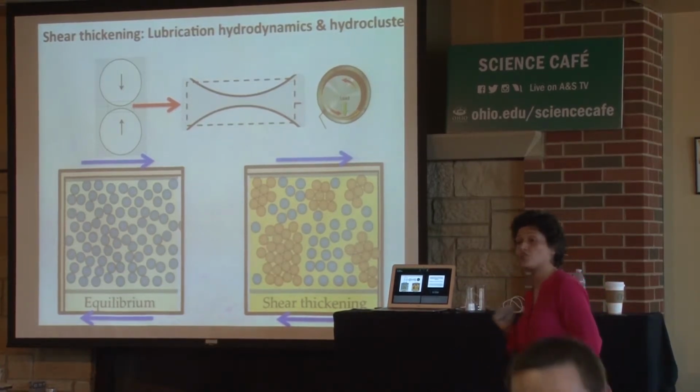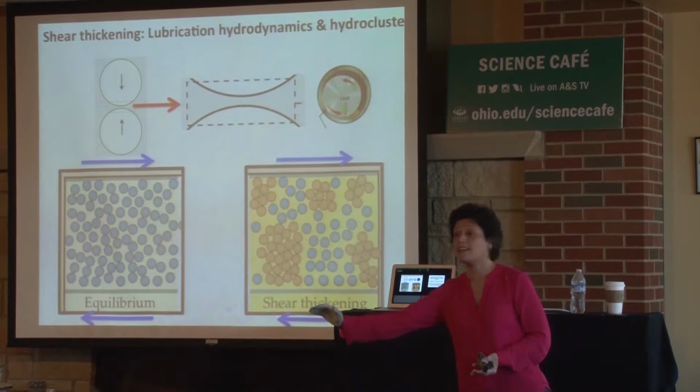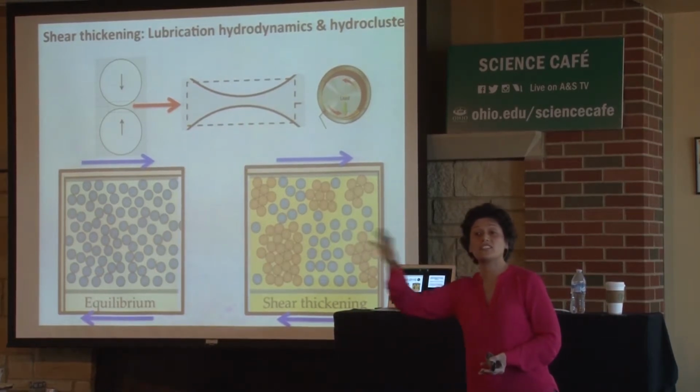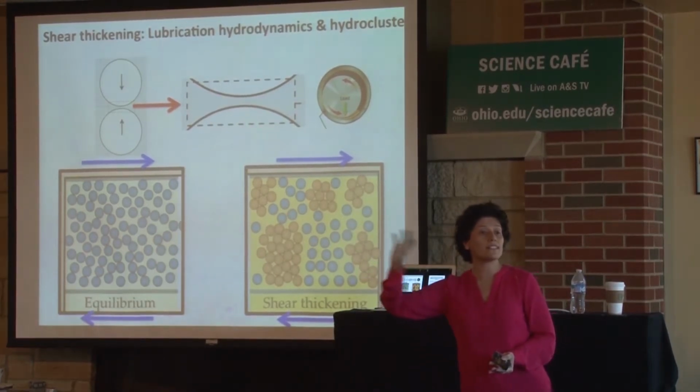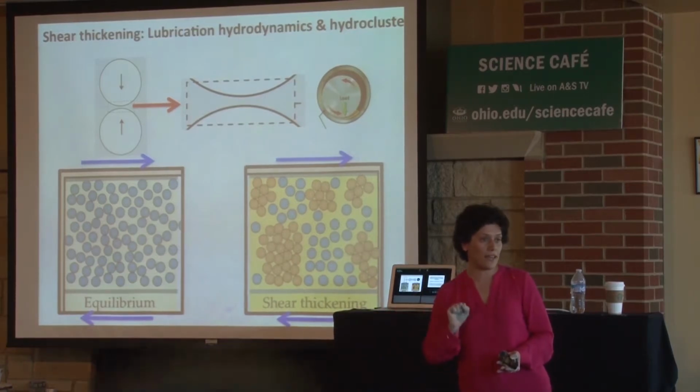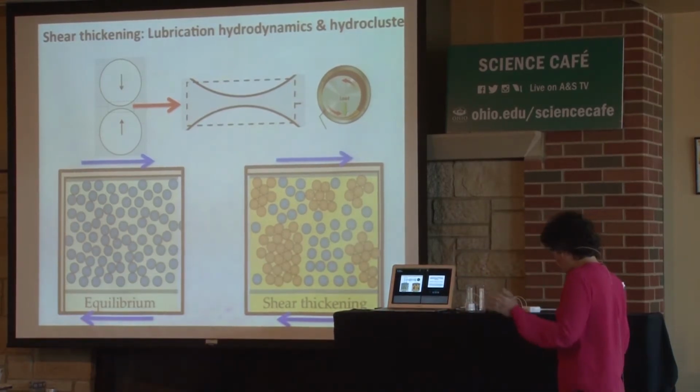That's why when you want to shear the Oobleck faster and faster, it can't go, because you are shearing these large particles. You want these large clusters to move, okay? So this is one theory, okay?